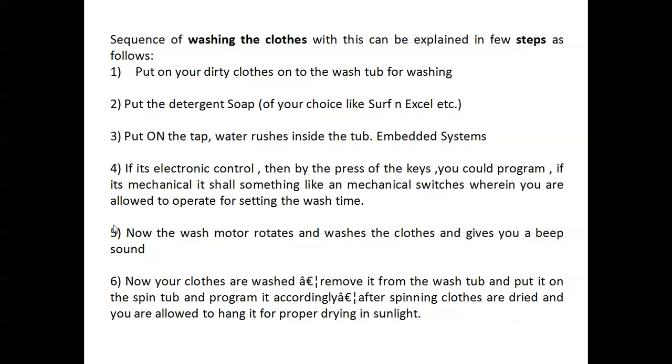Next, how does the sequence of washing go? You people know how to wash in the washing machine. First of all, you put the dirty clothes into the washing tub and put in detergent soap based on your choice. Then you turn on the tap water, and the water rushes inside the tub. Then on the electronic control, you press the key for the mode you want to select. After that, the washing time is set automatically.